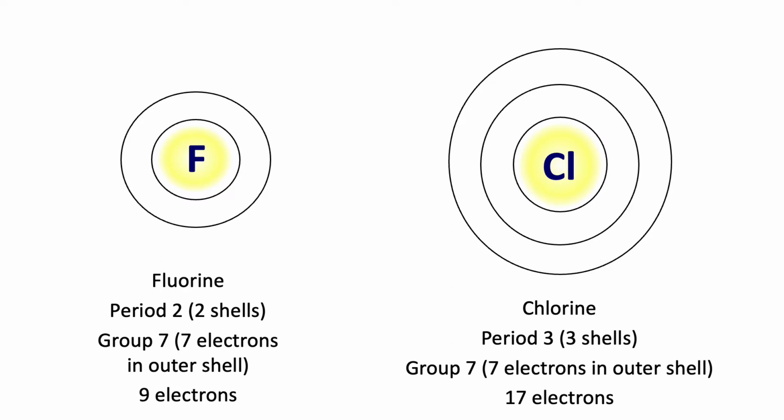So if you're needing a bit more help with this, fluorine is in period 2. That means that it has 2 shells. It's in group 7, which means that there are 7 electrons in the outer shell, and it has 9 electrons in total. On the other hand, chlorine is in period 3. That means that it has 3 shells. It is also in group 7, like fluorine, and it has 17 electrons in total.